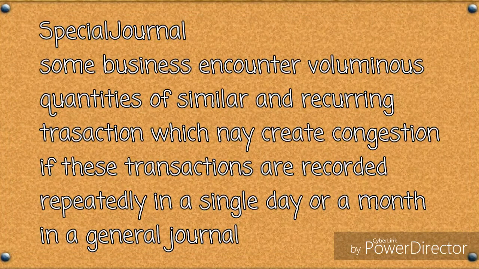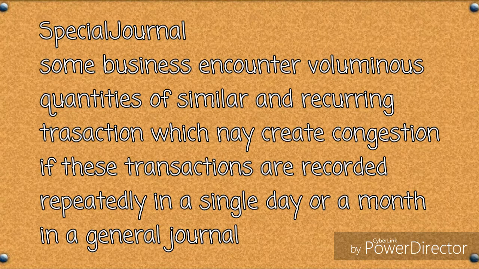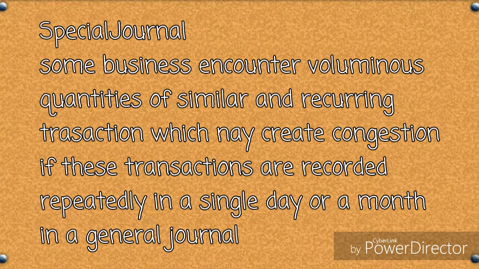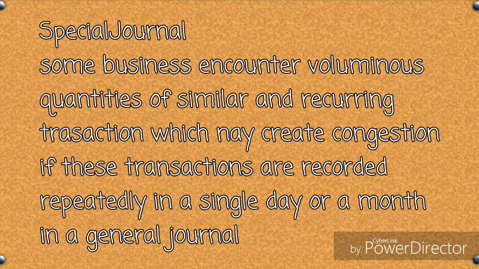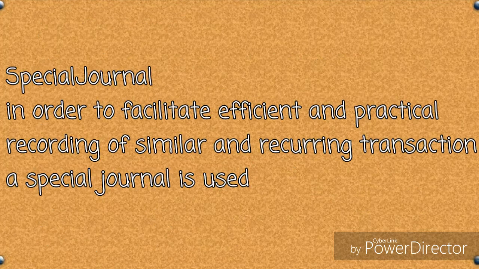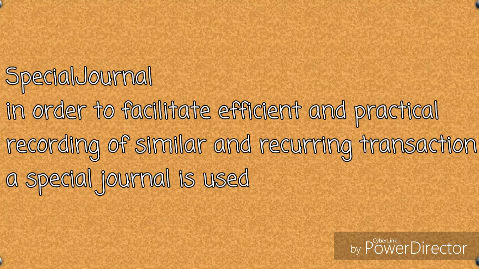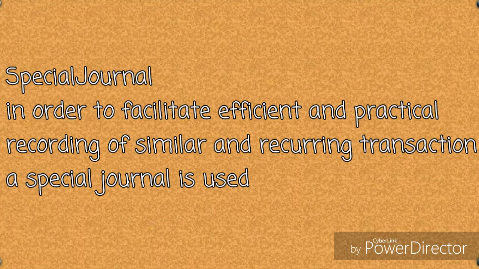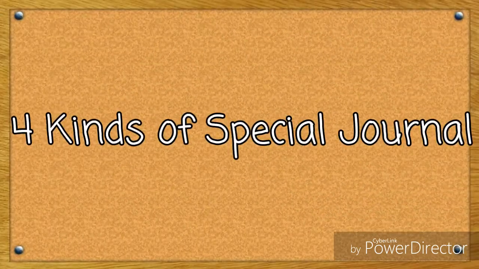Some businesses encounter voluminous quantities of similar and recurring transactions, which may create congestion if these transactions are recorded repeatedly in a single day or a month in the general journal. In order to facilitate efficient and practical recording of similar recurring transactions, a special journal is used. There are 4 kinds of special journal.